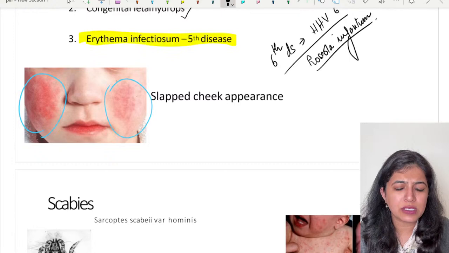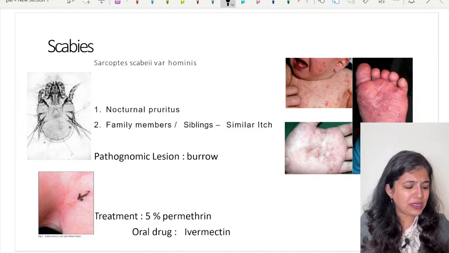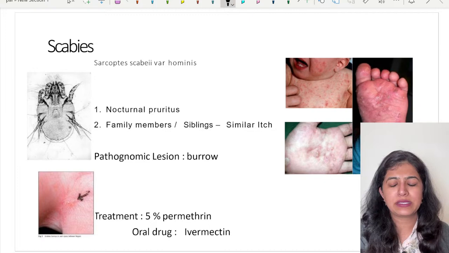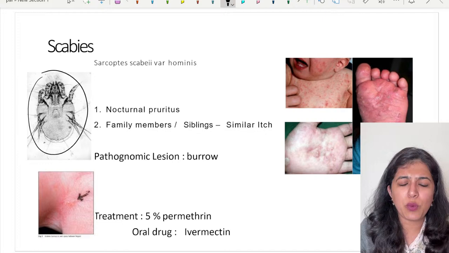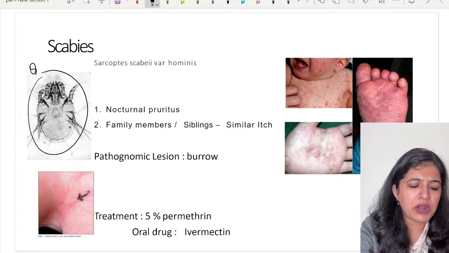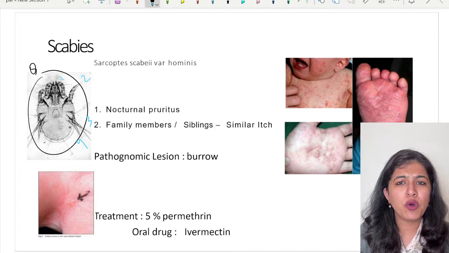Scabies used to be a favorite question in the FMG exam till some time back, but now they have so many things to ask, they have stopped asking scabies. But still, we need to know, it is caused by the mite Sarcoptes scabiei var hominis. This used to be a favorite image-based question also. When you see this image, you see a round gray mite which has 1, 2, 3, and 4 pairs of legs. So this is the Sarcoptes scabiei mite.